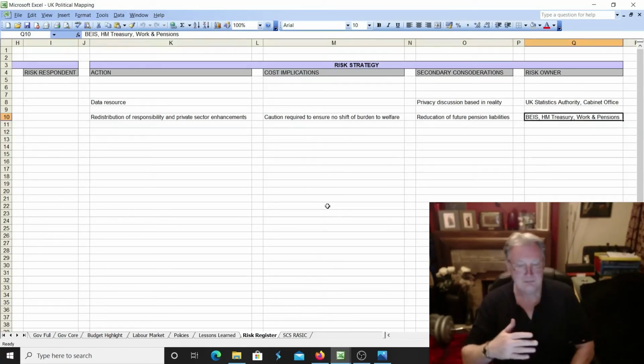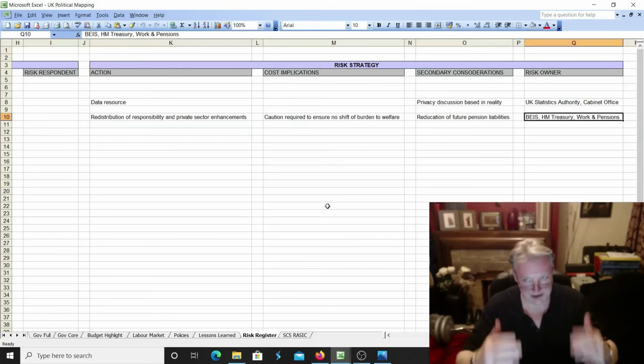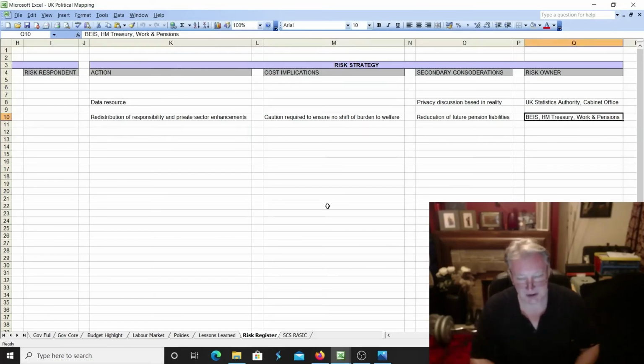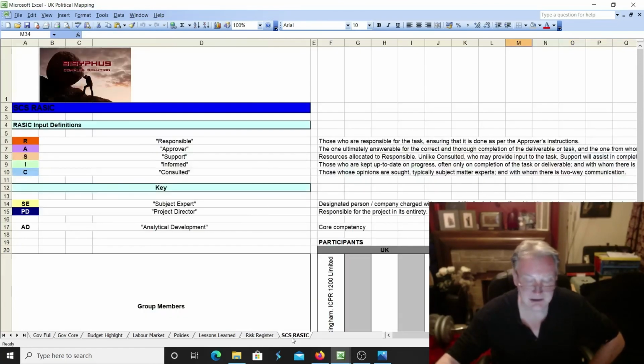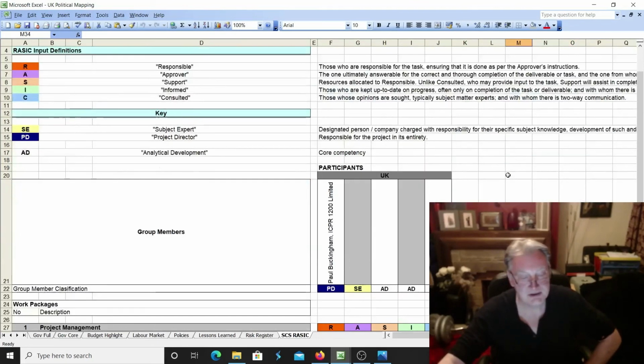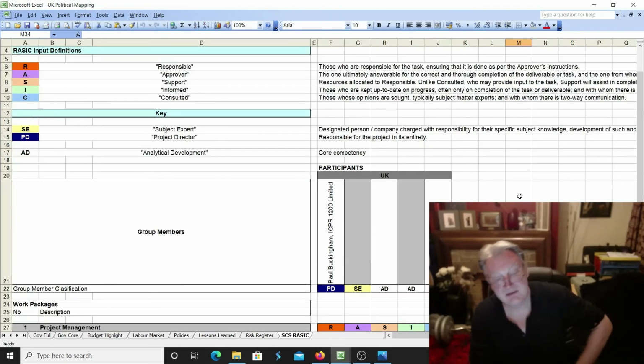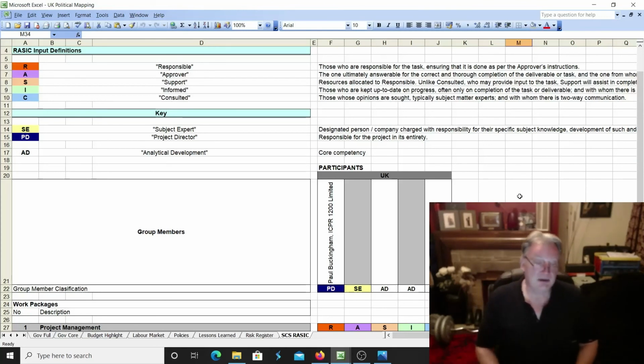So we start to develop out the model in a little bit more detail. The final page that I have, again, it's just a start point. People that are involved with project management will be aware of this. It's called a RASIC, and the RASIC, as you can see up the top there, that's what it stands for. Responsible, Approver, Support, Informed and Consulted.